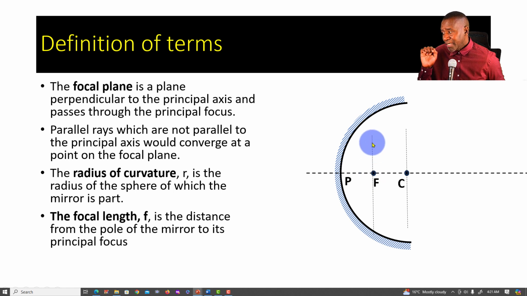This plane, which is perpendicular to the principal axis and is drawn at the principal focus, is called the focal plane. The focal plane is a plane perpendicular to the principal axis that passes through the principal focus. Parallel rays which are not parallel to the principal axis would converge at a point on the focal plane. Rays which are parallel to each other. Let me just show you that one from our textbook here.